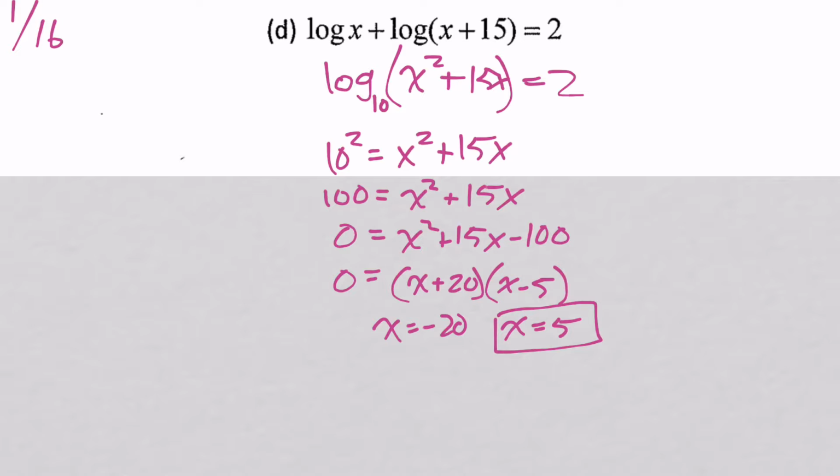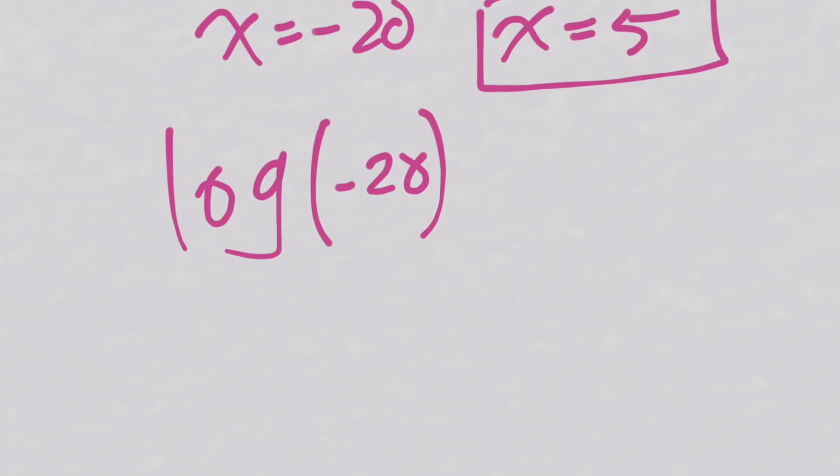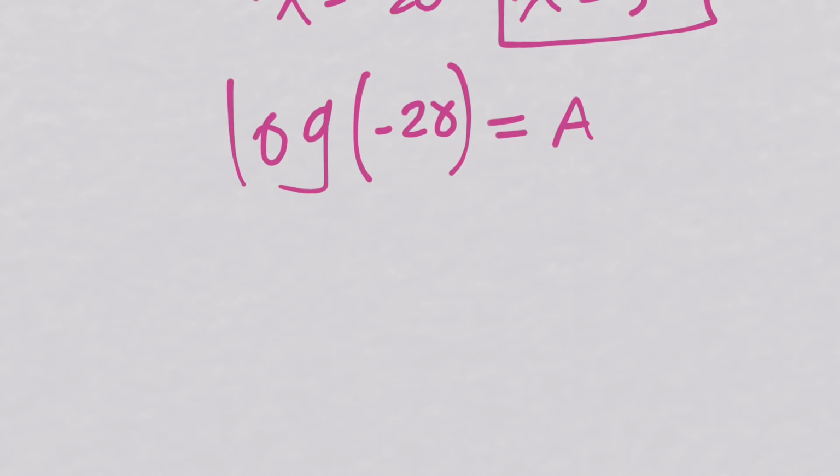Because of either of the logs, really. Let's write it like this. Notice this log of x right here. If we're saying negative 20 is a solution, then that's saying that log of negative 20 is a thing. And it's not a thing with real numbers. Imagine that log of negative 20 equals a. Well, that would mean that 10 to the power of a equals negative 20. And that is not possible.